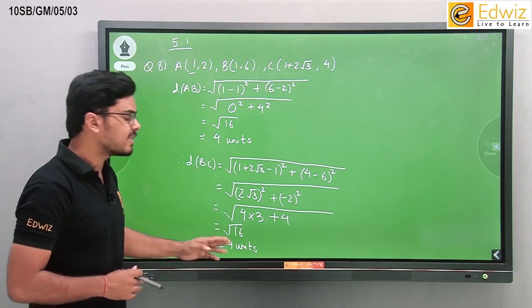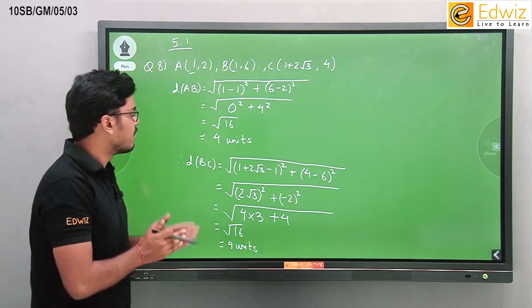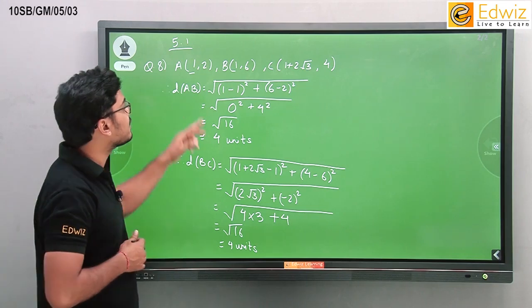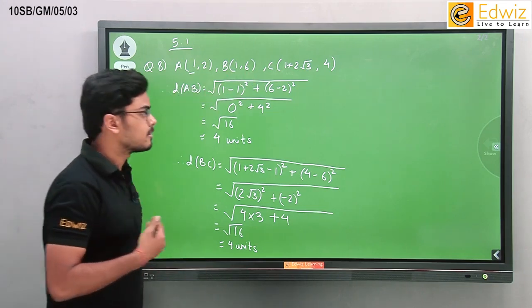So far, two of the distances, we are getting them as same, 4 units and 4 units. Let's find out the final distance, points A and C. So let us do that.